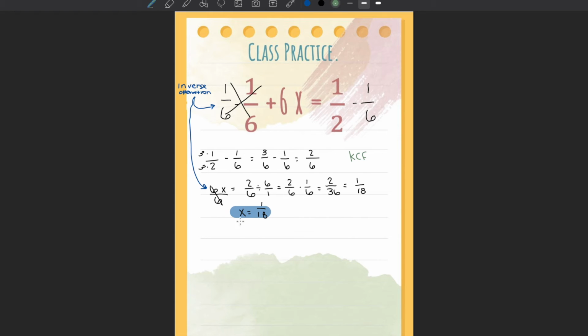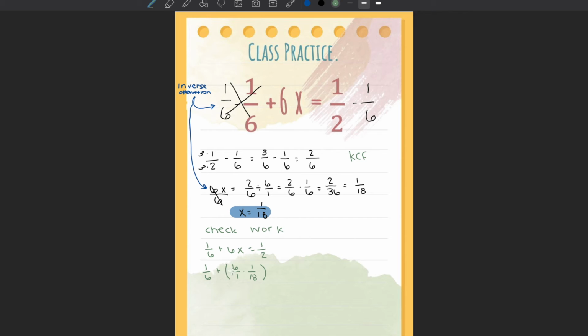And remember, we can check our work by substituting the value in for our variable. Our original equation was 1/6 plus 6x equals 1/2. Now we know that our value was 1/18 and our variable was x, so we can substitute it in. So now we have 1/6 plus, we need to write 6 as a fraction and we need to multiply, so I'm going to put parentheses around it. So 6 over 1 times, we said x equals 1/18, so 1/18.